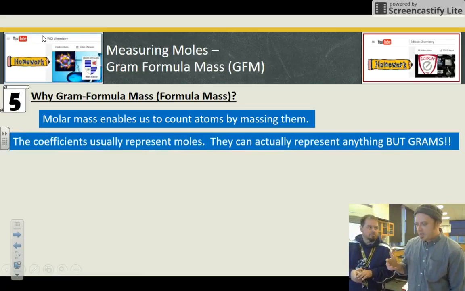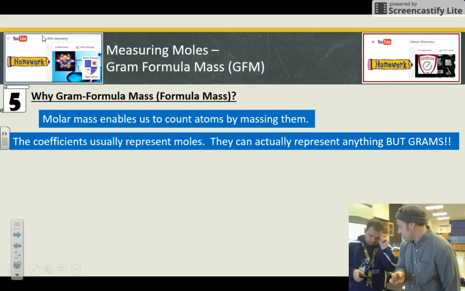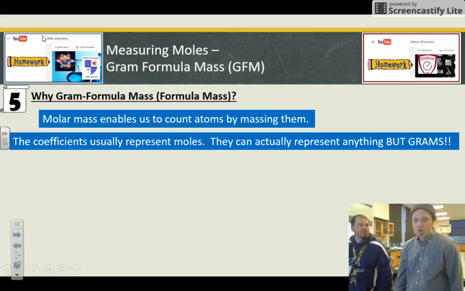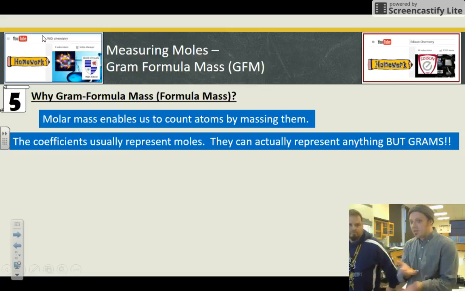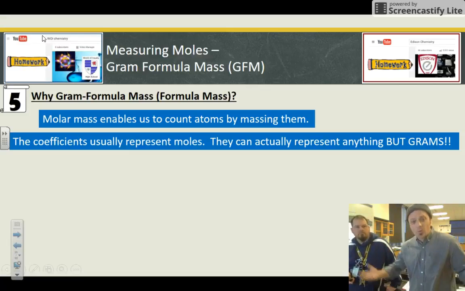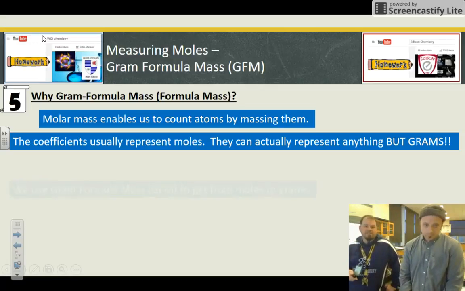If you're going to make raisin bread, the recipe doesn't say use 373 raisins. It says use this many grams of raisins, or 2 cups. You can measure by putting things on scales, and you can count that way. That's what we're going to be doing: counting by massing. Again, the coefficients cannot be grams.